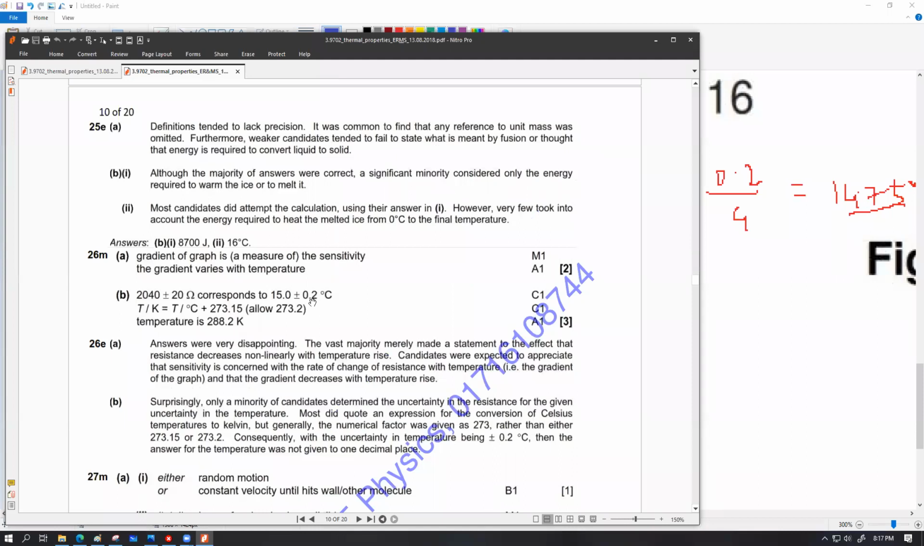15 plus minus 0.2. Yeah, they are considering 0.2, they didn't want to go for that small a fraction. They have used 270.15 or allowed 273.2, so they consider this good. So the temperature is 288.2 and then the plus minus should be that much.